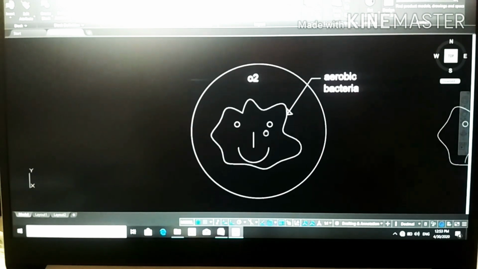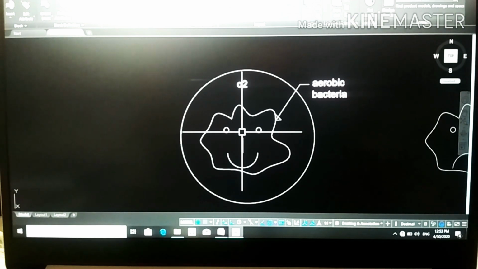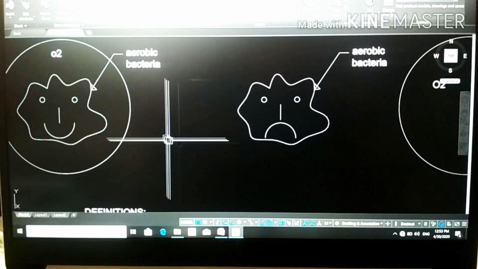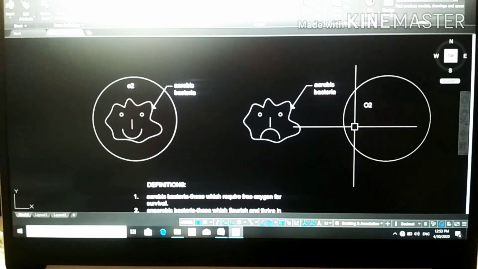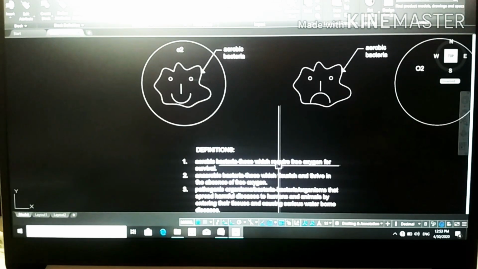We can say that the organisms that can survive in the presence of oxygen are called aerobic bacteria. Once the oxygen is separated from the bacteria, the organism dies. It fails to survive in the medium or in the environment. Such bacteria are called aerobic bacteria.